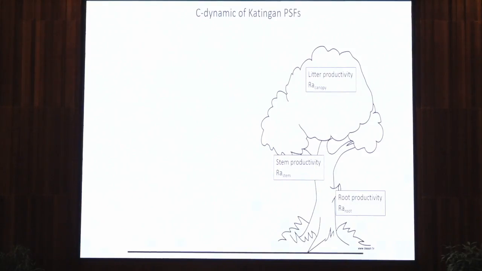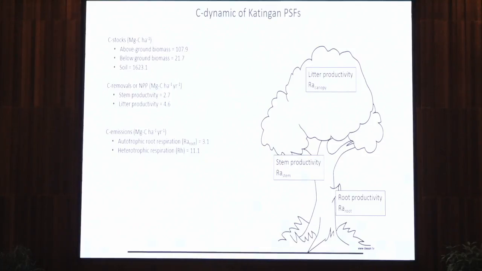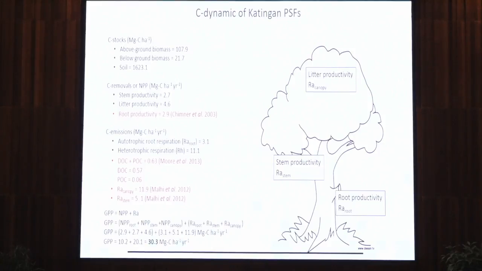And we try to make it simple for calculating the gross primary productivity, which is how much carbon is assimilated from the atmosphere into the ecosystem. This black one is our data, and we compiled it with some other studies to complete the carbon dynamic. We can see the gross primary productivity is around 30 tons of carbon per hectare per year.